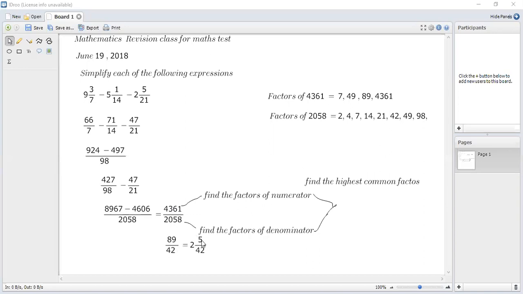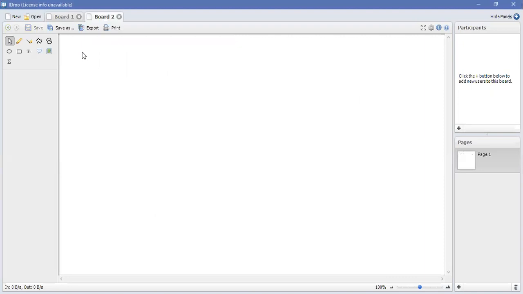Let's move on. Open a new board. Now, I'm going to give you one of the test-like questions that you'll get. And why is it important to have a textbook, students? Because if you look at the possible questions and you look at the textbook, trust me, they are the same type of questions. And that's why I wanted you to get the textbook.